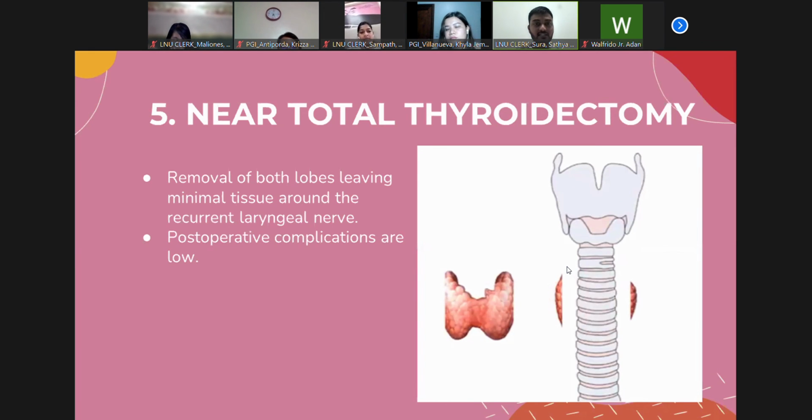The next one is the near total thyroidectomy. It is almost the same as the subtotal thyroidectomy. In this case, both lobes are removed, leaving less tissue than in the subtotal thyroidectomy, leaving a minimal amount of tissue around the recurrent laryngeal nerve. As it is the same as the subtotal thyroidectomy, the post-operative complications are very low. Next slide.